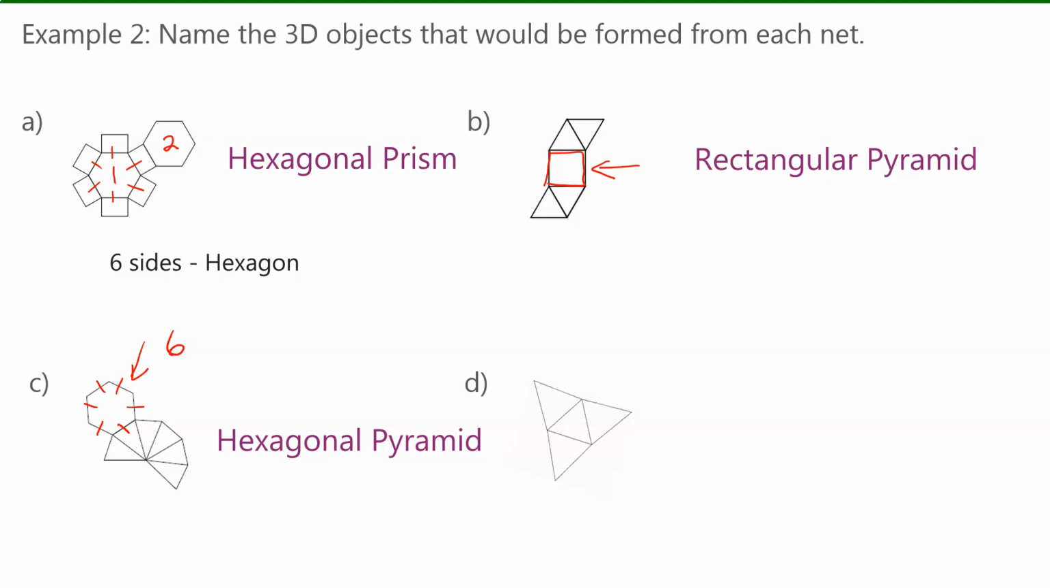Looking at example D, I actually have 4 triangles. So if all the sides are triangles and there's no rectangles, this means it has to be a pyramid. One of these then would form the base. So if one of these is the base, which is a triangle, then this would be a triangular pyramid.